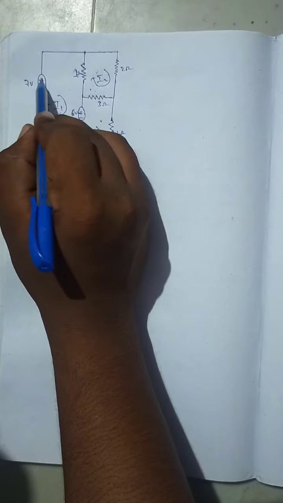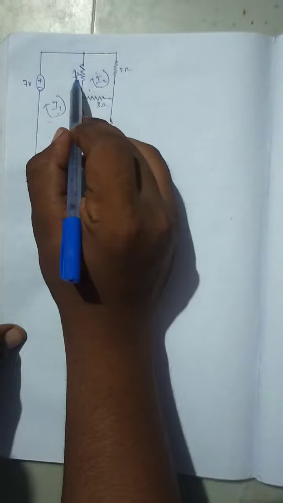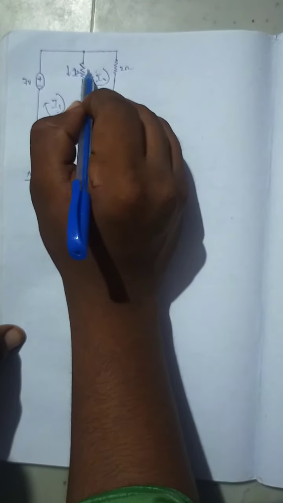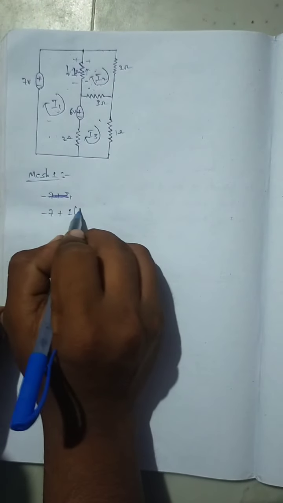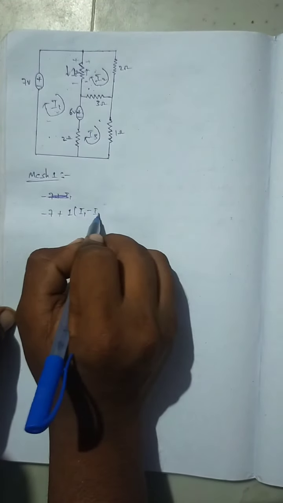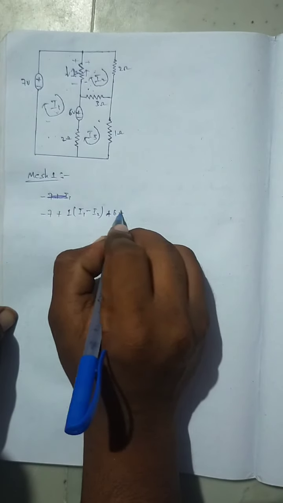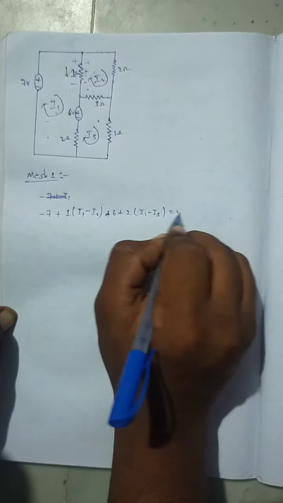First mesh 1, voltage negative to positive, so minus 7 plus, and this current's direction. In mesh 2, here positive to negative, here negative to positive, so 1 into (I1 minus I2) plus 6 volts, positive to negative, 6 volts plus 2 into (I1 minus I3) is equal to 0.